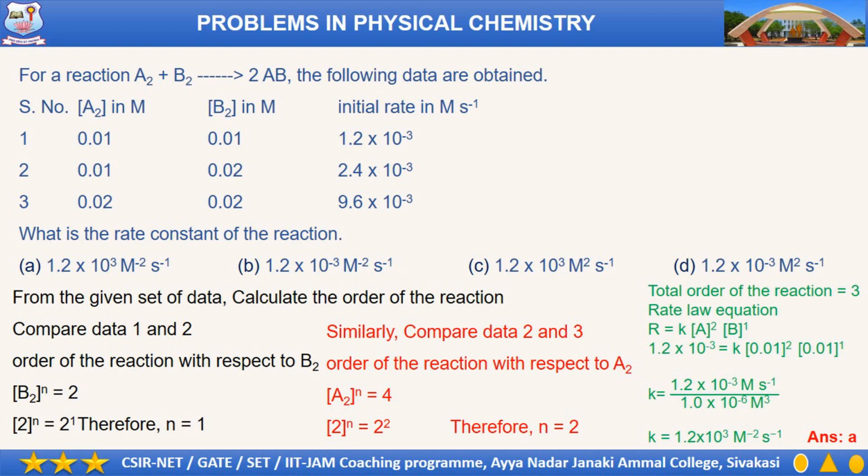You can find it from the unit for K equation, that is molar power 1 minus N. In our case, the total order of the reaction is M plus N, because there are two reactants. Total order is 3. Therefore, molar power 1 minus 3, that is molar power minus 2.